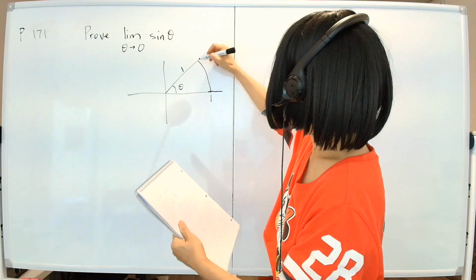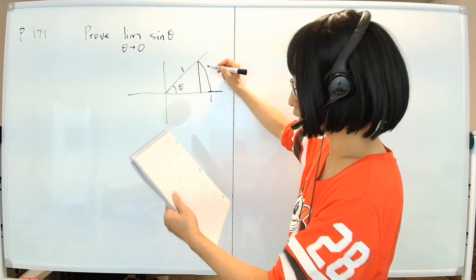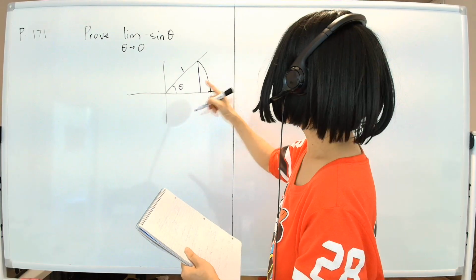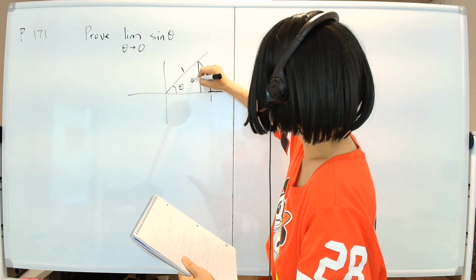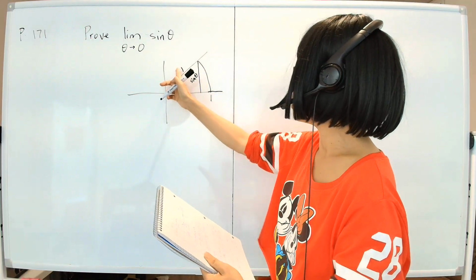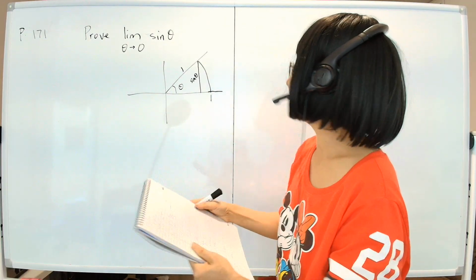And then in order to prove this, we'll drop down a perpendicular line. The length of this line is sine of theta. So the length is sine theta, and the reason is because sine theta over 1 equals sine theta, right? That's how you know that.